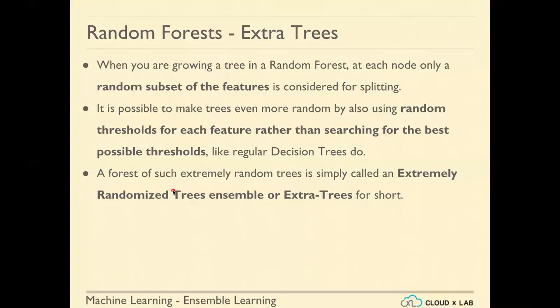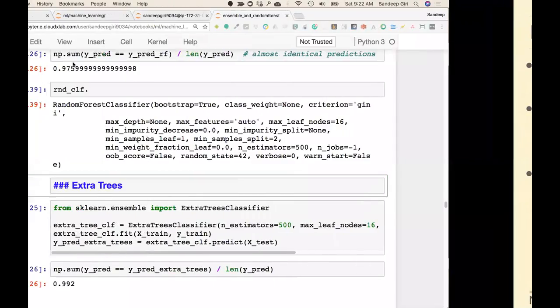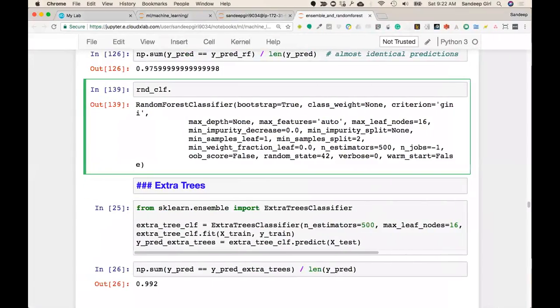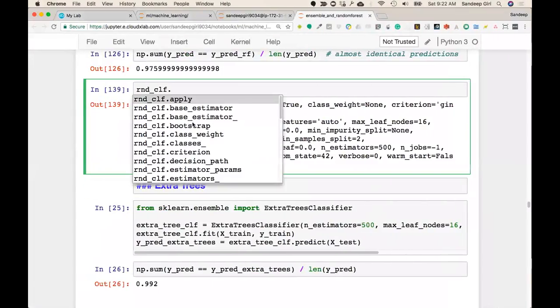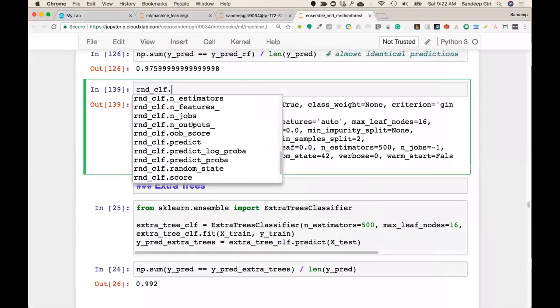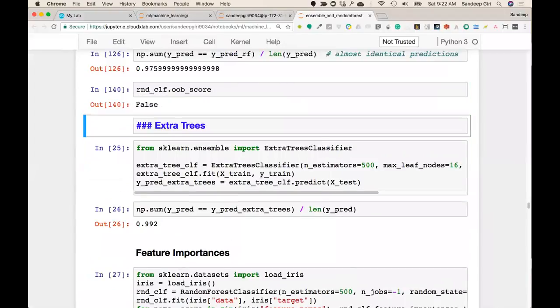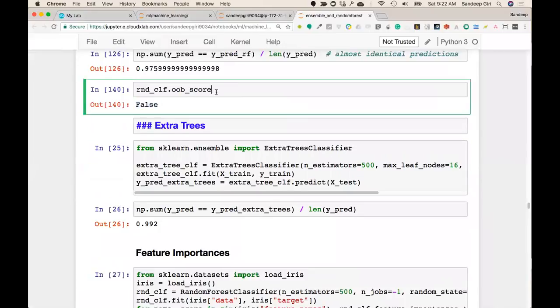A question from Kamal is, how do we use the out of bag option in random forest? You can basically say out of bag equals true, and it'll keep the OOB score ready for you. So that also is a good option. It should be there in random forest. Do we have OOB score somewhere? Yes. Okay, OOB score is false.